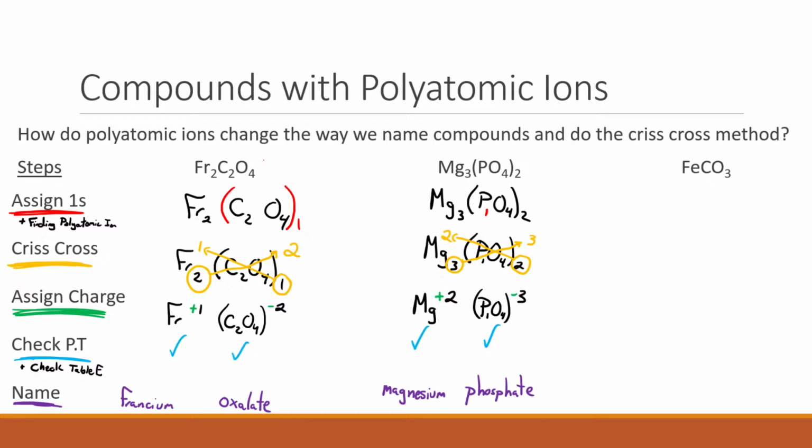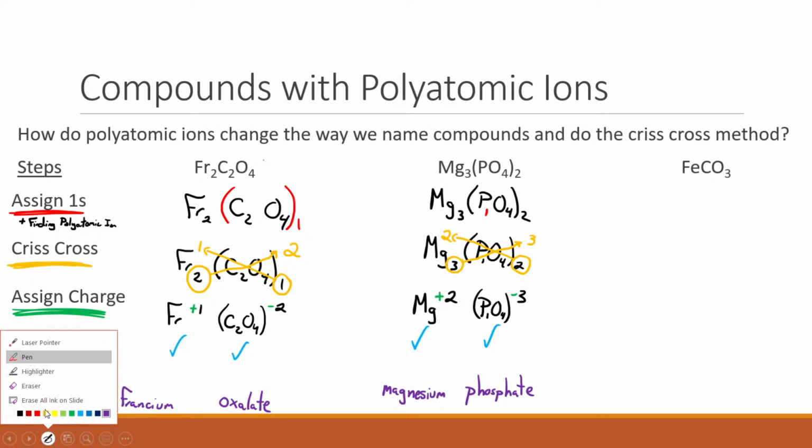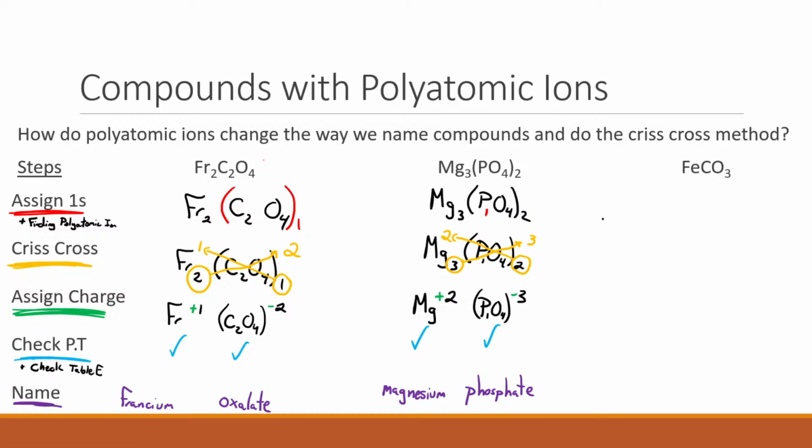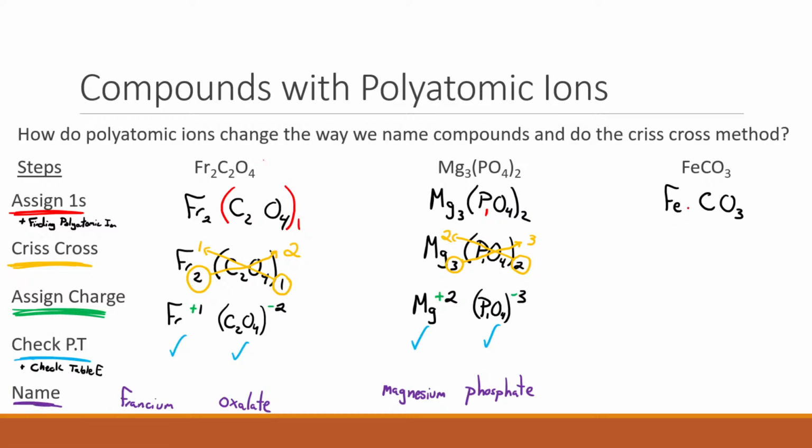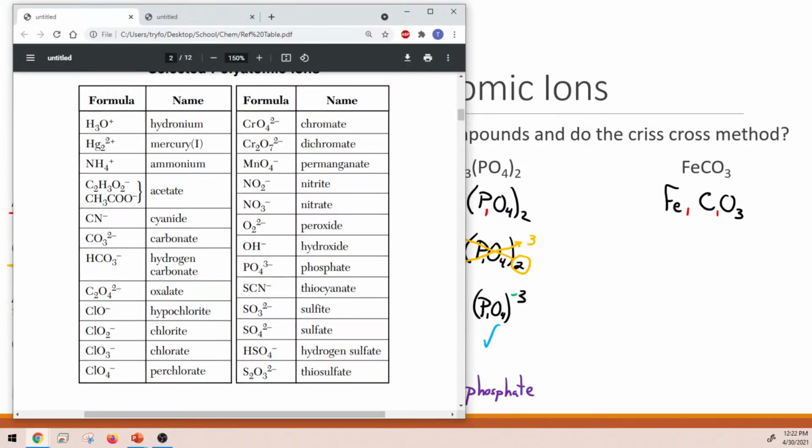Not a lot of change from what we saw before. Let's look at our last example here. Here we have to assign some 1s and also find our polyatomic ion. One of these pairs is a polyatomic ion, and so we will consult table E.